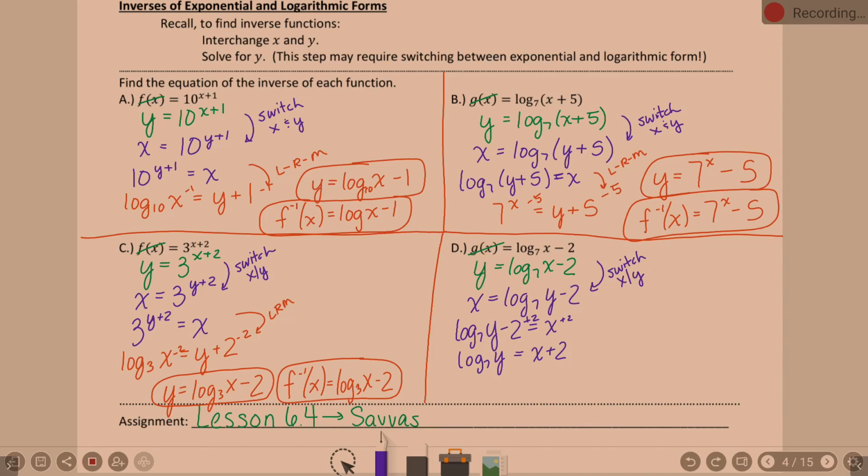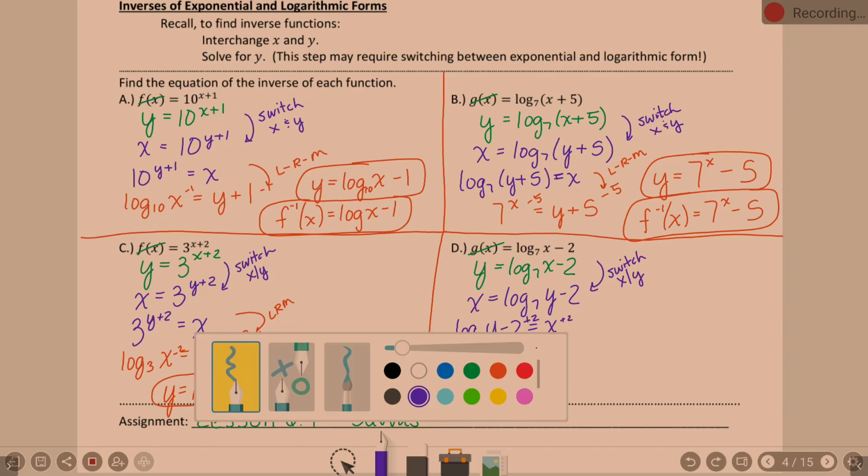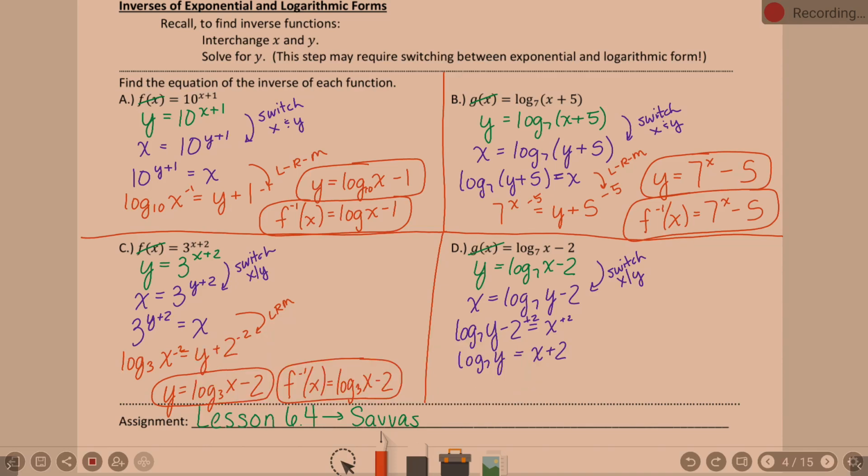Now, can I do a rewrite? Now I have the log by itself. So let's do our left, right, middle. What's the left? 7 raised to the right. What's the right? X plus 2 equals, what's the middle? Y. So there was our left, right, middle step.